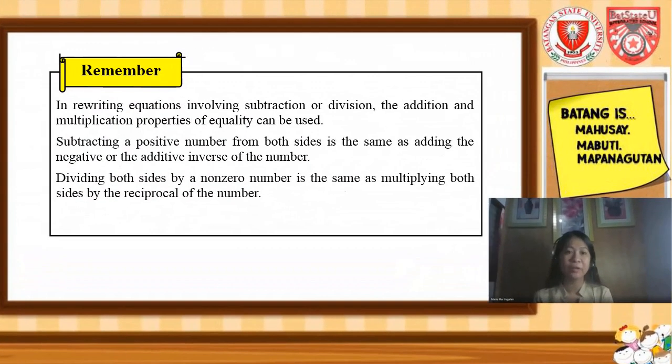Let us remember that in writing or rewriting equations involving subtraction or division, the addition and multiplication properties of equality can be used. Subtracting a positive number from both sides is the same as adding the negative, or the additive inverse, of the number. Dividing both sides by a non-zero number is the same as multiplying both sides by the reciprocal of the number. So take note of that.